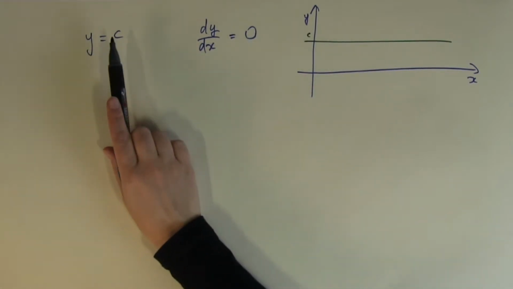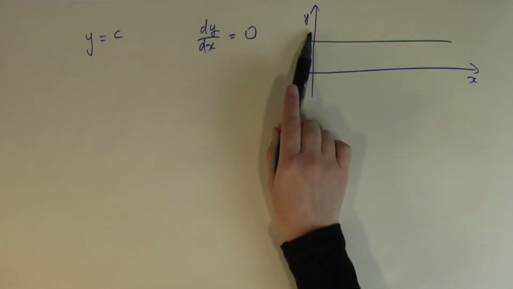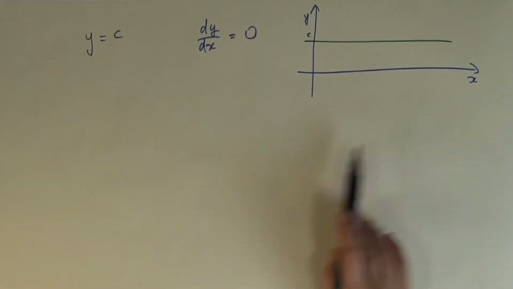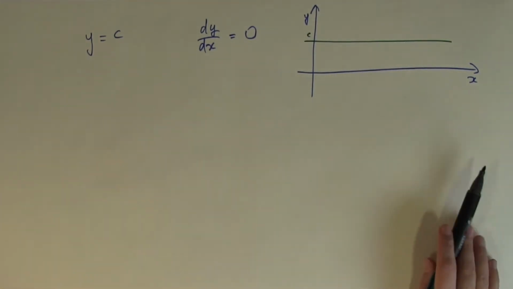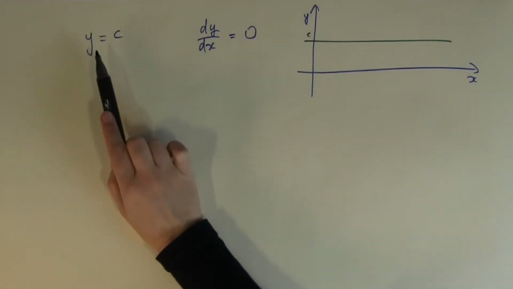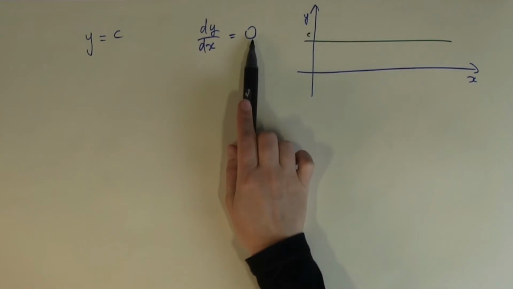Now that constant can be any number. It can be 3, it can be 7, or it can be down here. It can be minus 17 or minus 25. Doesn't matter, as long as this is just one number, the derivative is always going to be 0.